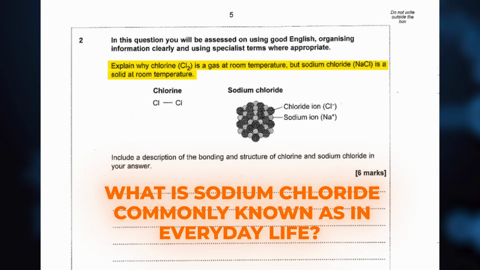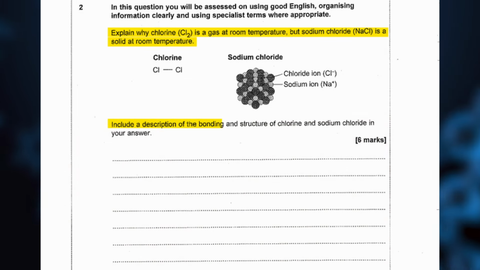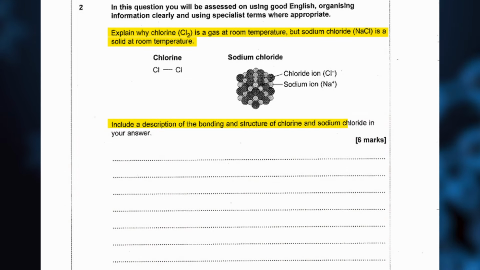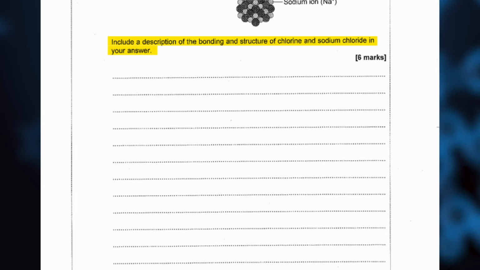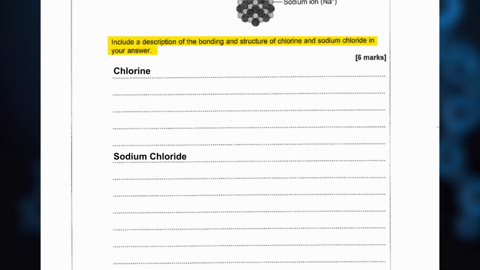So let me know if you know the answer to that, but in terms of this question asks you to include a description of the bonding and structure of chlorine and sodium chloride in your answer. So let's go through the mark scheme for this. So the mark scheme splits this into 2 sections. So the first section is talking about chlorine and the second is talking about sodium chloride.